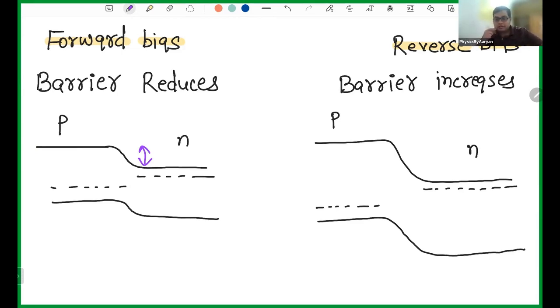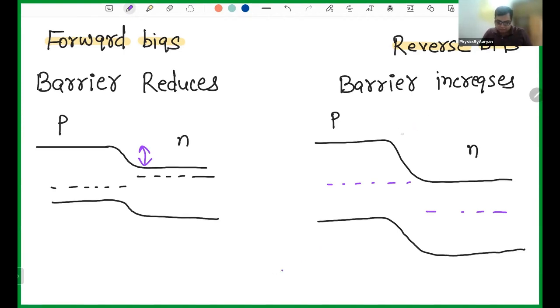In case of reverse biasing, your barrier increased. Reverse biasing means I'm not helping electrons, I am repelling electrons. So the barrier increases. Initially this was the barrier, now it is even more. So this will be the situation. Initially it was like this, and now you applied the reverse biasing, so this barrier will increase. Initially the Fermi levels were like this, now the Fermi levels are like this. So this is your energy band diagram for forward biasing and reverse biasing.